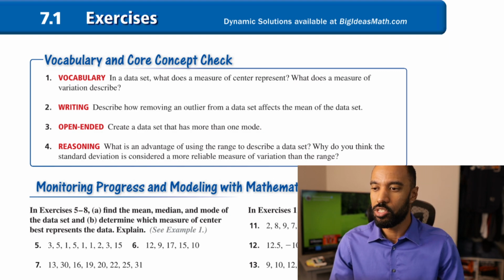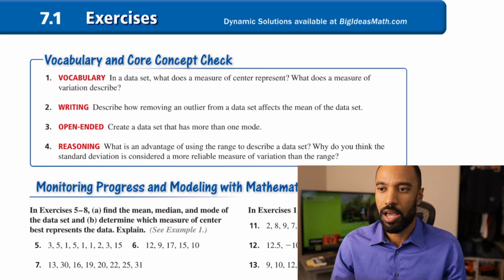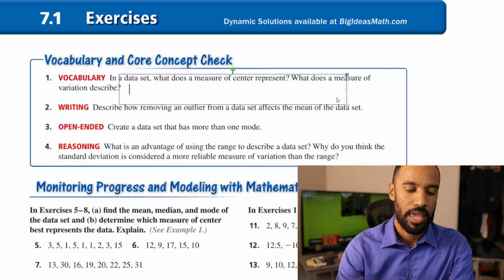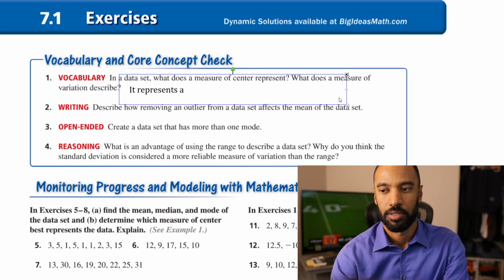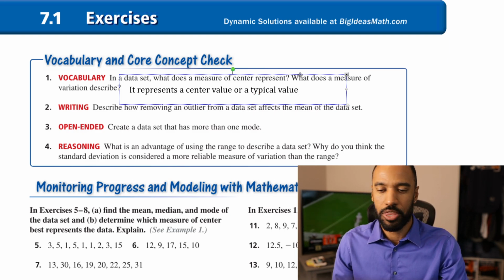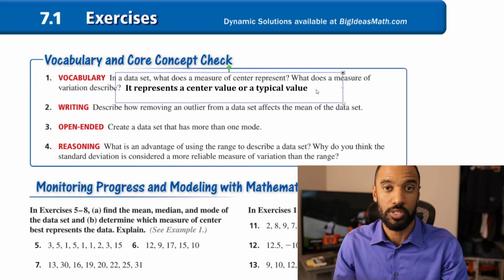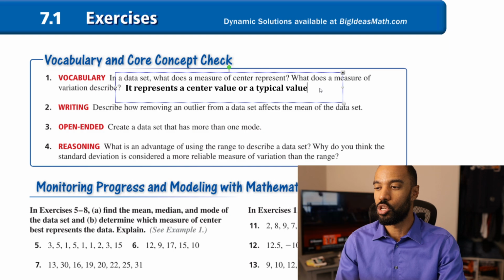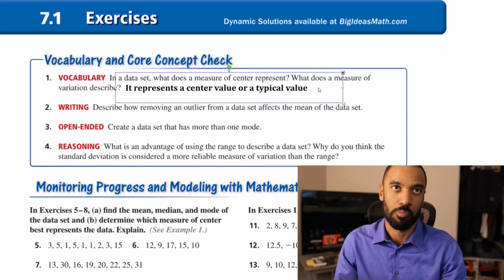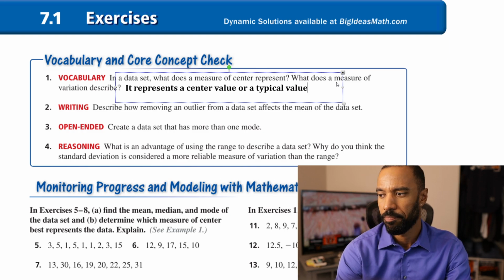In a data set, what does a measure of center represent? What does measure of variation describe? The measure of center, literally, it represents a center value, or a typical value that you can refer to, say where your things kind of surround. And you have to determine, there are 3 different measures we talked about, mean, median, and mode. There's no one that's better than the other. It's problem dependent, I should say. There are some that we focus on more. It depends on the situation.